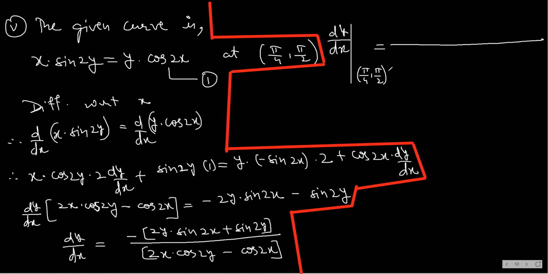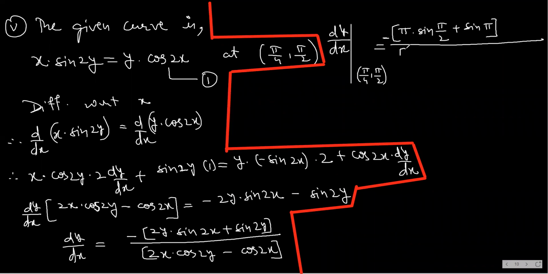So here we have negative sign outside and 2y. So 2y will become 2 into 5 by 2, 5 into sine 2x. Sine 2x, x is pi by 4. 2 pi by 4 is pi by 2 plus sine 2y, that is sine pi. Sine pi because 2y, y is pi by 2. So 2 pi by 2 is pi.